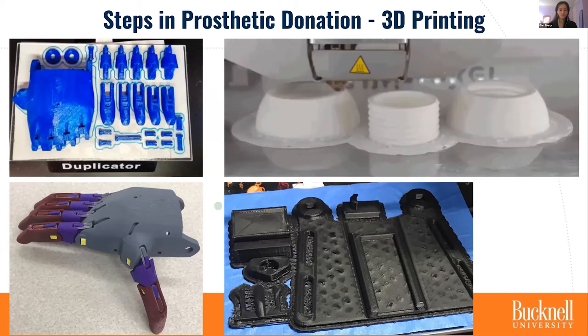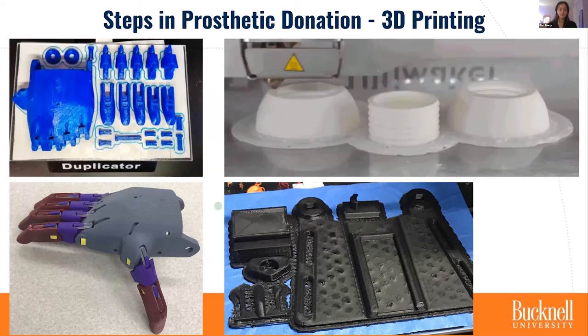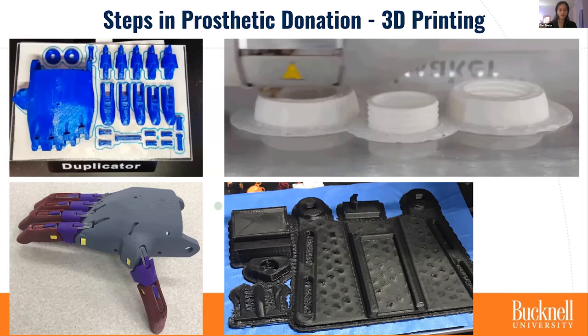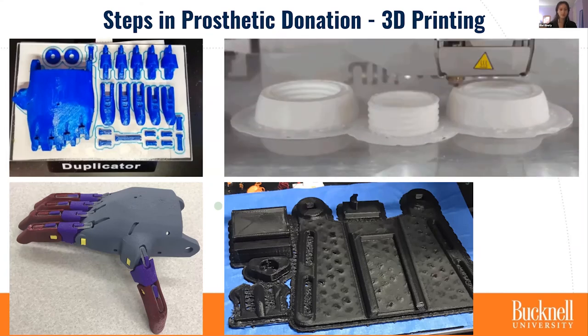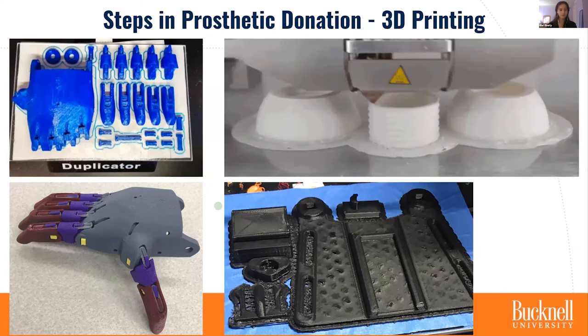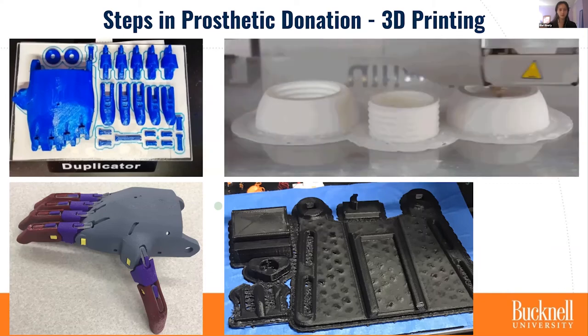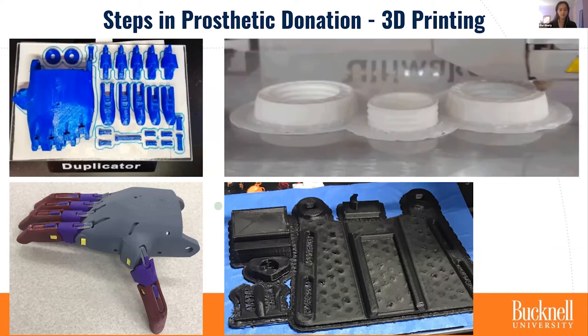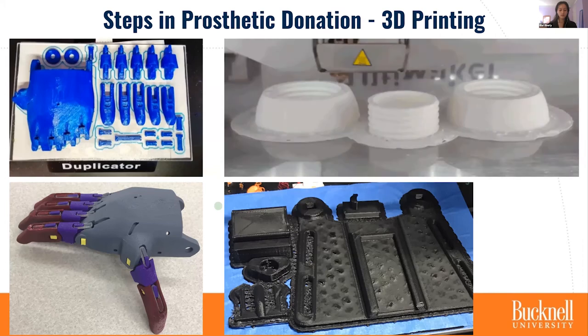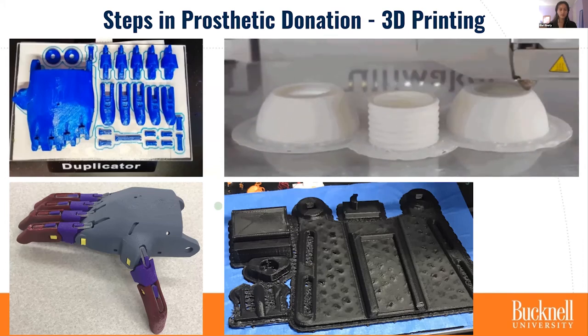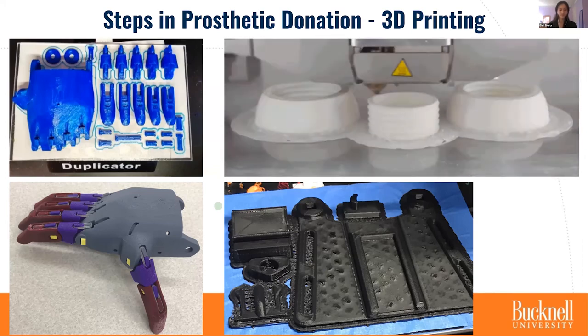After that, we go through with the 3D printing process. All Enable prosthetics are primarily 3D printed, which has the advantage of being much cheaper than building with, for example, metal. So this allows us to quickly donate prosthetics to families at no extra cost to them.